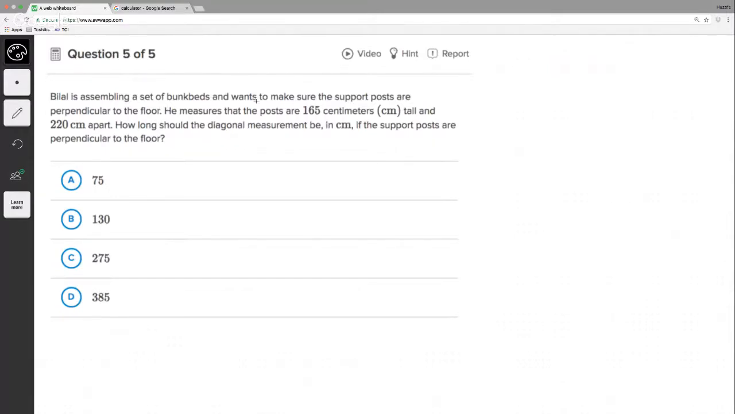Question number 5. Bilal is assembling a set of bunk beds and wants to make sure that the support posts are perpendicular to the floor. He measures that the posts are 165 centimeters tall and 220 centimeters apart. How long should the diagonal measurement be in centimeters if the support posts are perpendicular to the floor, meaning there's a right angle there? What do we have here again?